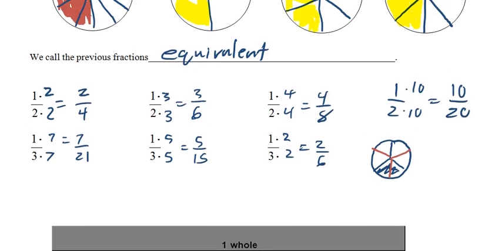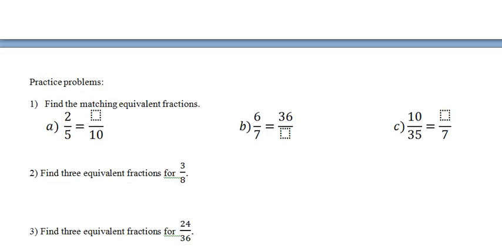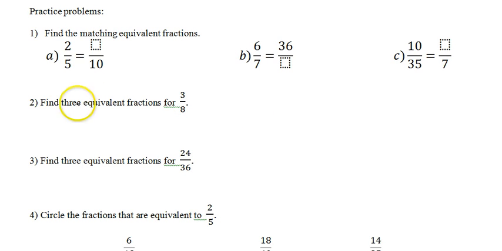And there's one other way. What if you wanted to go back? Well, what's the opposite operation of multiplication? It's division. So you could also divide by any number you want, top and bottom. So I want you to hit pause and try these. It's a whole page. It's probably going to take you about 10 minutes to do this. But again, all you're doing is multiplying top and bottom or dividing top and bottom.